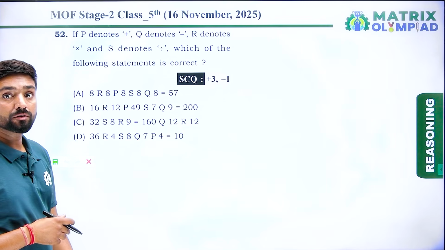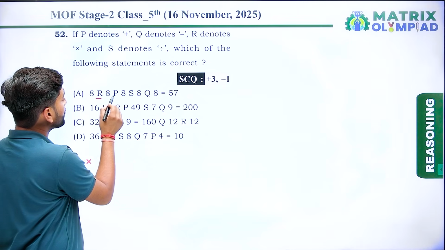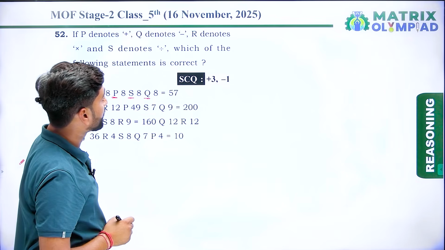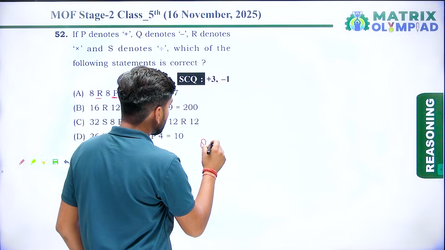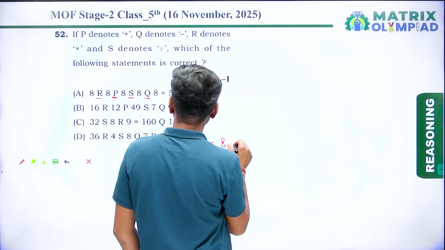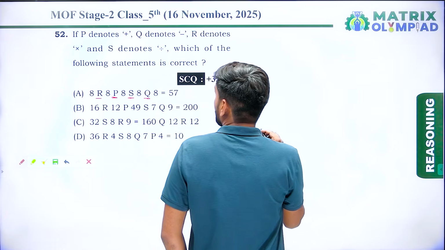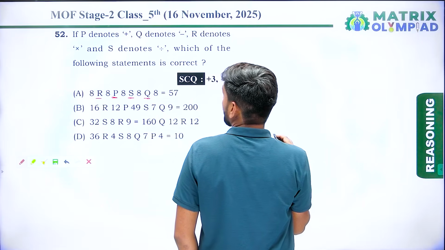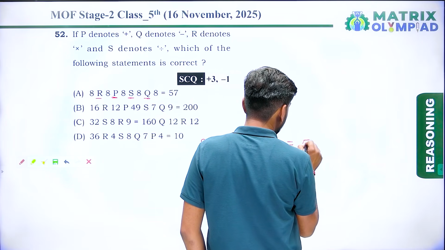In the next question we have 4 equations in the options and we have to replace the alphabets with the correct signs to represent which equation is correct. So let's start with the first option. In the first option we have 8. For R we have to put multiply, then 8. For P we have to put addition, then we have 8. For S we have to put division, then we again have 8. Then for Q we have to put subtraction, then we again have 8 and equals 57.